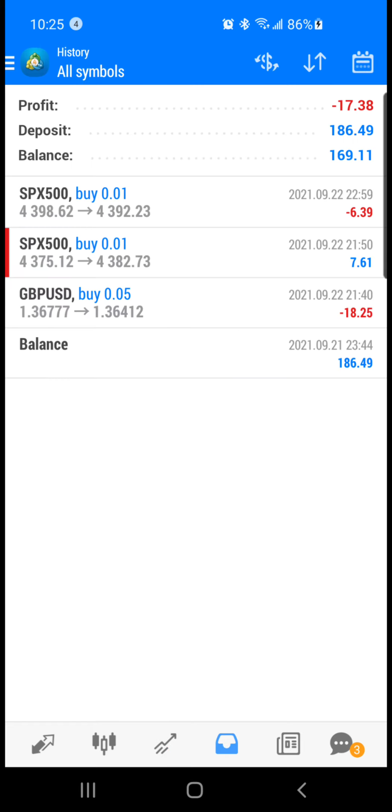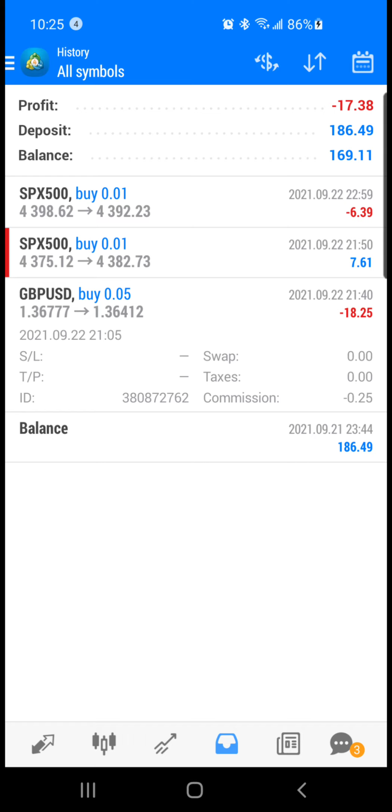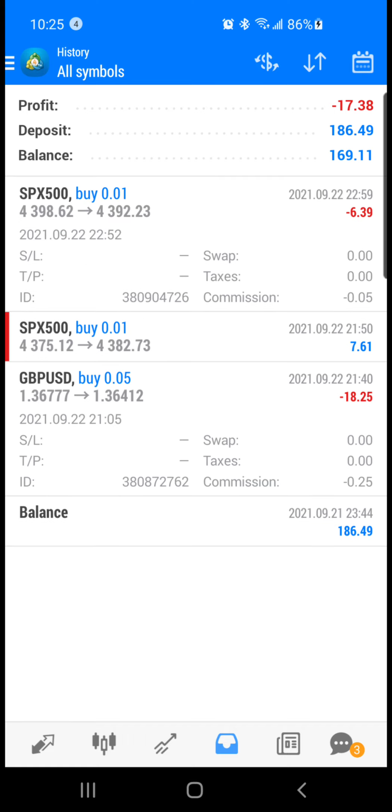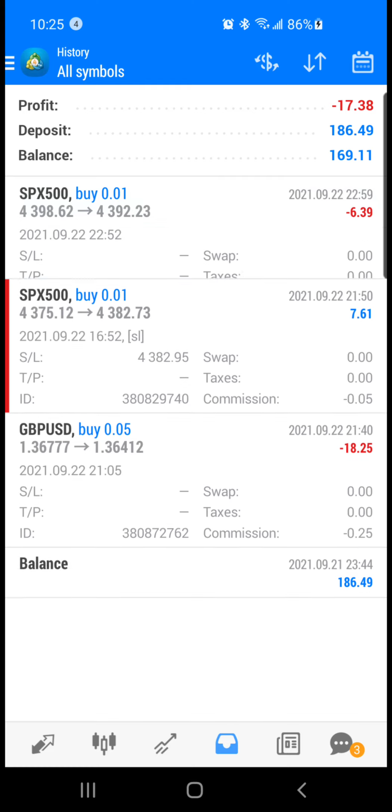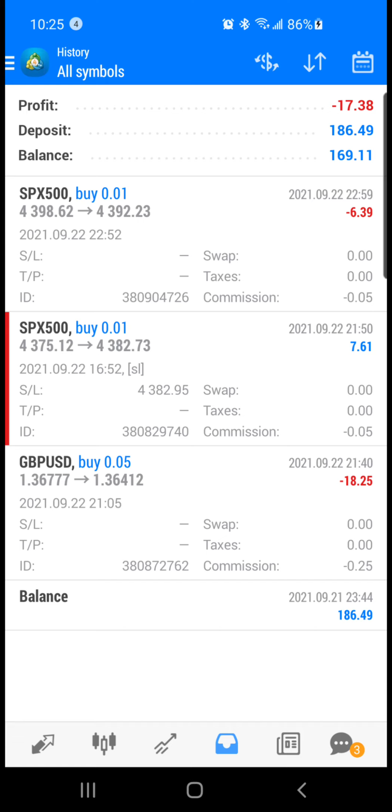Total transparency, I did take a Pound USD trade, was in profit, held it too long, and this was yesterday. Held it too long and got stopped out for a deficit of $18.25. And then here is another S&P 500 trade. This one here, stop loss got hit. It was in profit, $7.61. I believe this is one where I tried to re-enter and it did go against me. So yesterday I did end up with a $17.38 deficit.